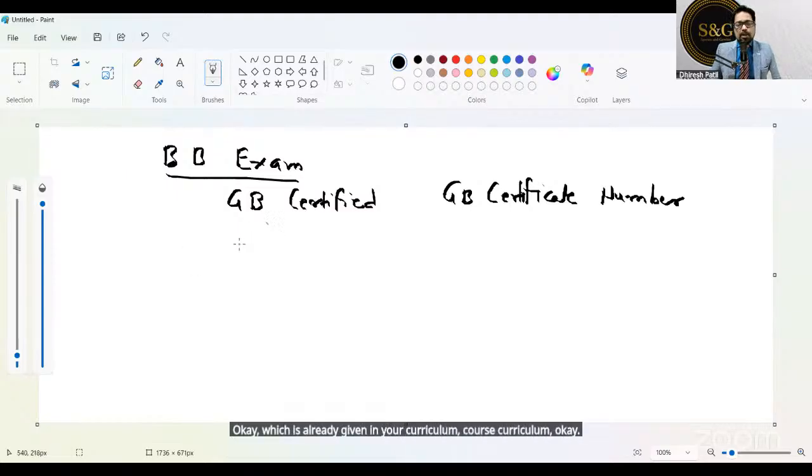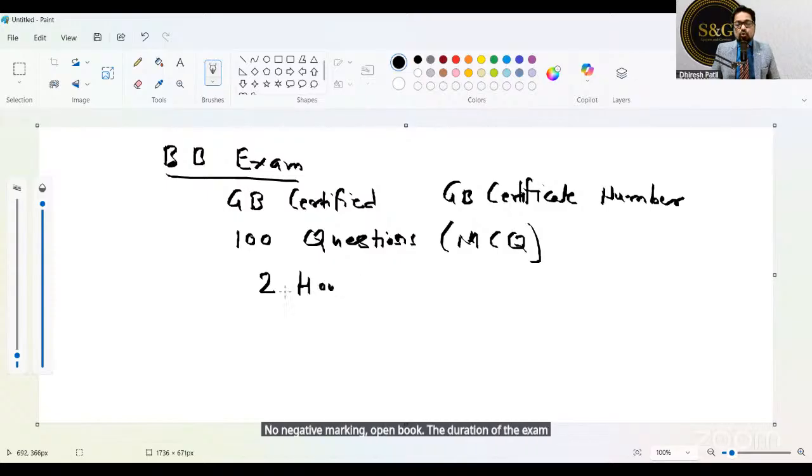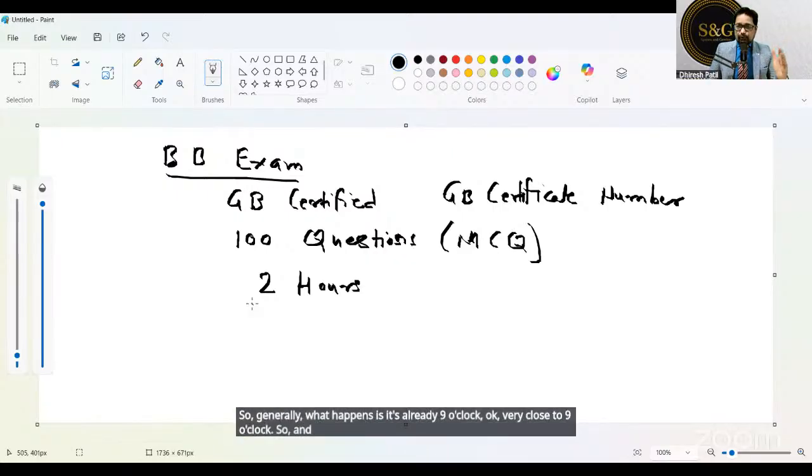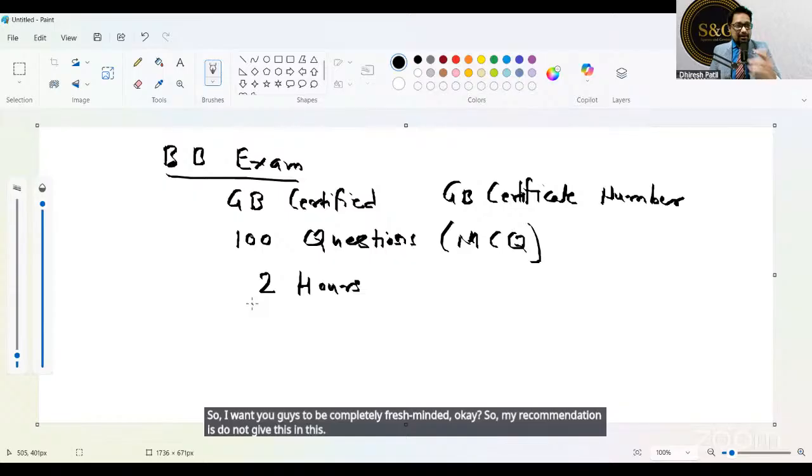Now the black belt exam has 100 questions, and all of them are multiple choice questions, MCQ. No negative marking, open book. The duration of the examination is 2 hours. It's already very close to 9 o'clock, and it is a working day today. I want you to be completely fresh minded, so my recommendation is do not give this when you are tired.